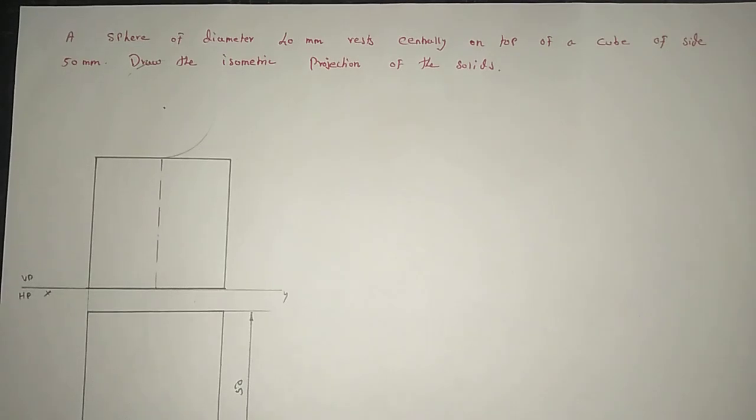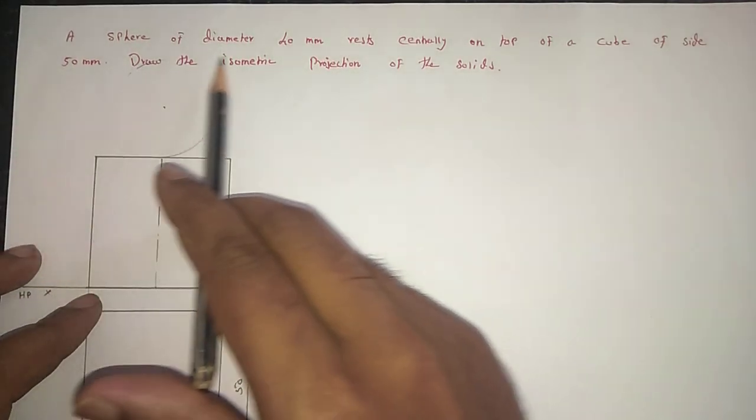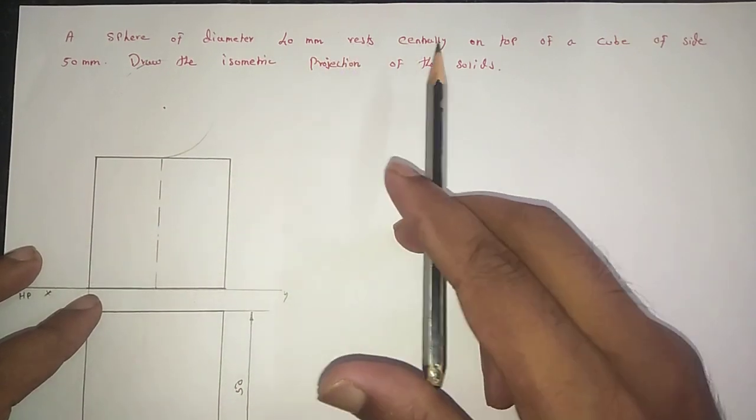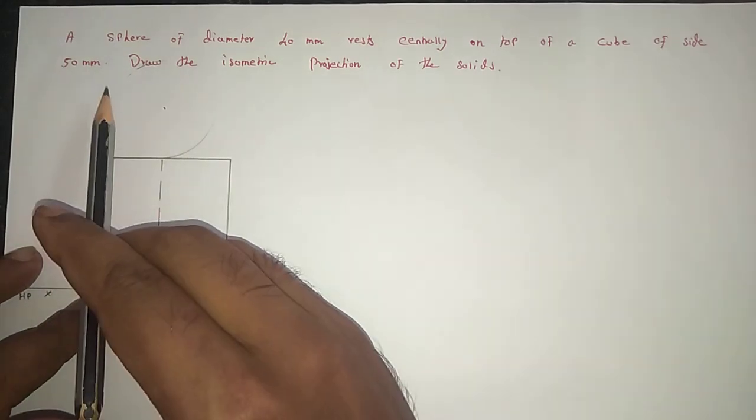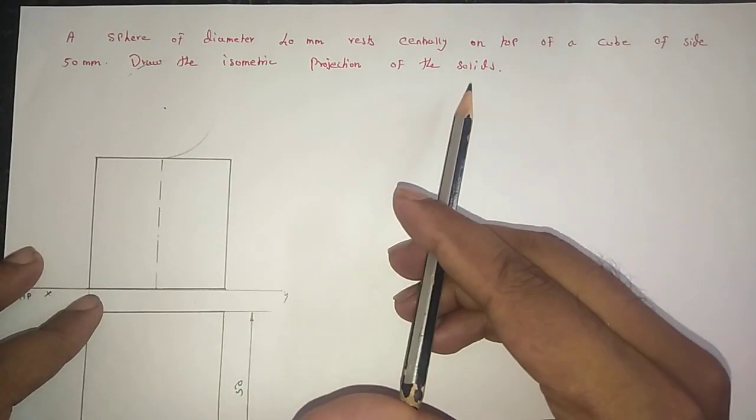In this video, we are going to see one problem from isometric projection. Problem is a sphere of diameter 40 mm rests centrally on top of a cube of side 50 mm. Draw the isometric projection of the solids.